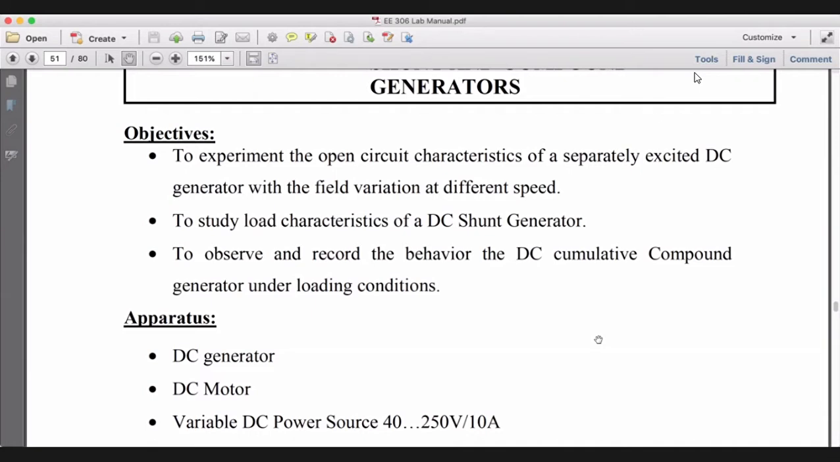What does it mean? The output of the generator, whether it is a shunt generator or a series generator, self-excited or separately excited, cumulative generator, whatever, is electrical. It means that we are talking about voltage at the output, because the generator produces voltage. And load characteristics means that this voltage is connected to the load. It means, what is the variation of this voltage with load?